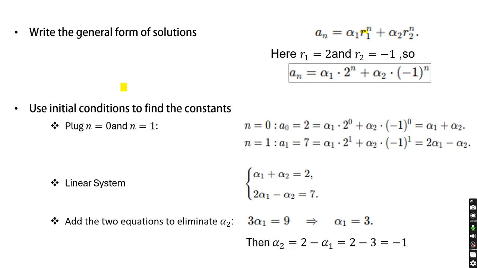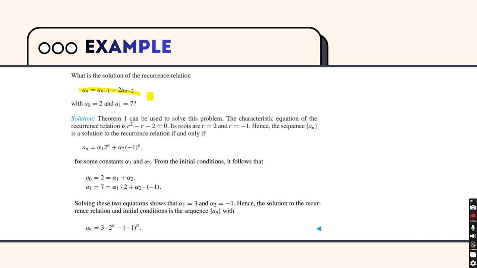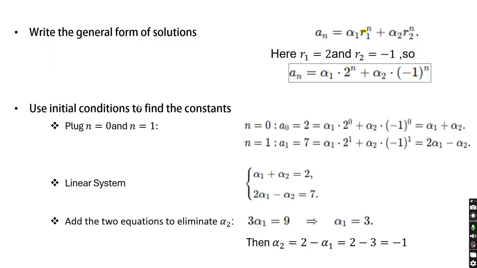And then we will use the initial conditions to find the constants. As it was stated, the initial conditions given are a0 equals 2 and a1 equals 7. So we will plug in n equals 0 and n equals 1. So n equals 0, and then our a0 is equals to 2. So we will use this equation.